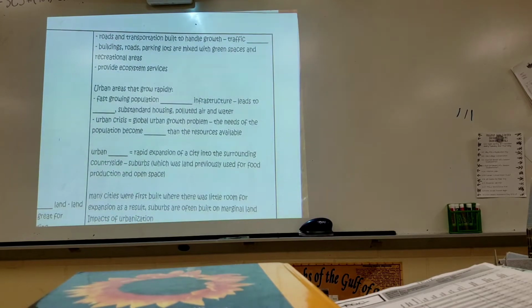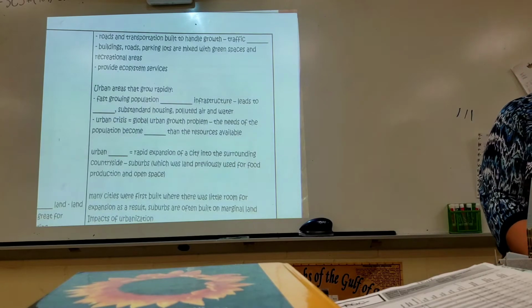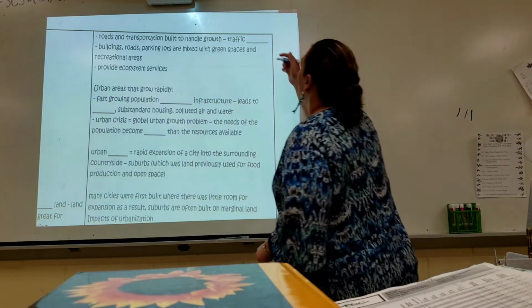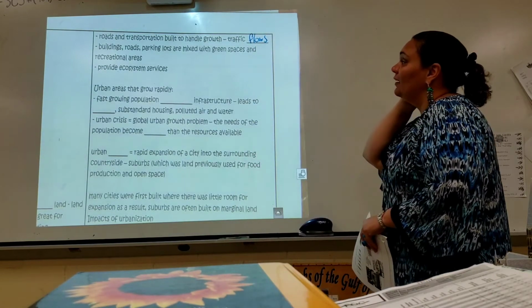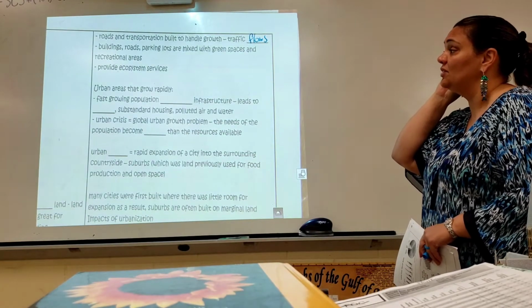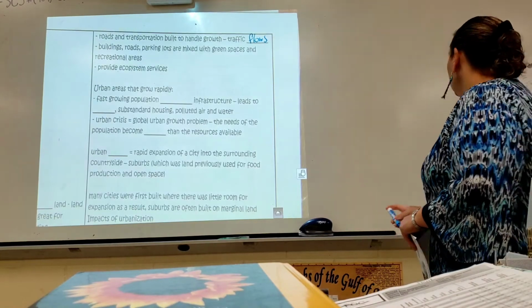Roads and transportation built to handle the growth. The traffic flows well. Something we haven't seen in a little while. Buildings, roads, parking lots are mixed with green spaces and recreational areas, provide ecosystem services. This is great. All right, this sounds really, really, really nice.